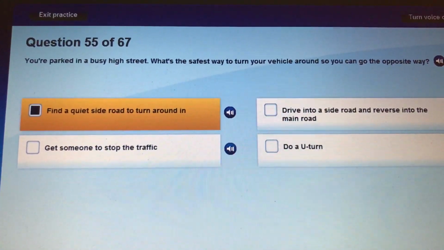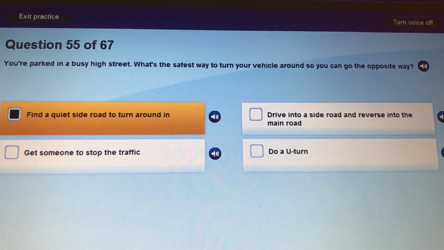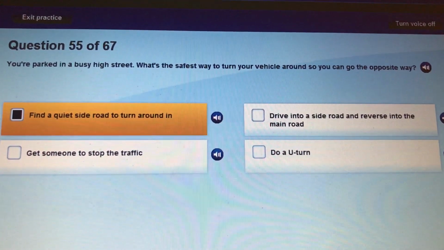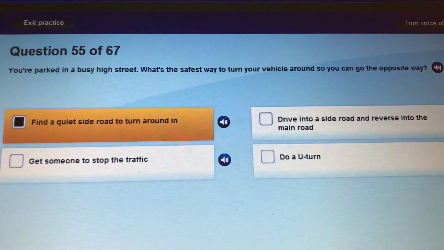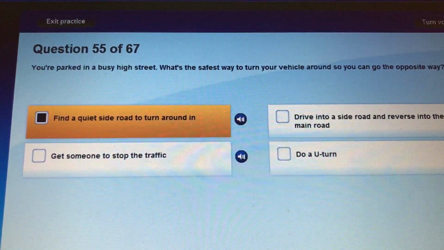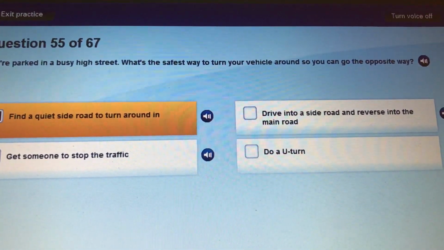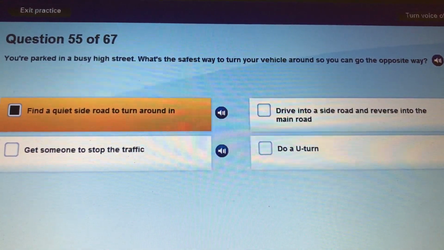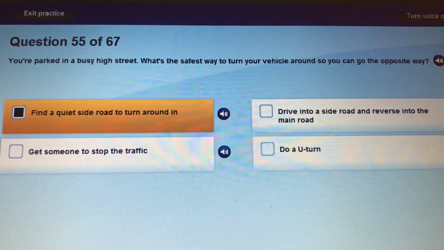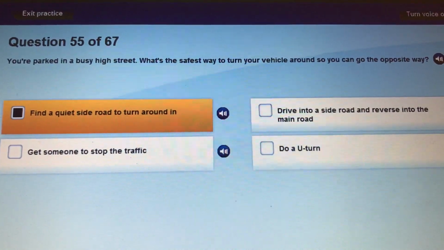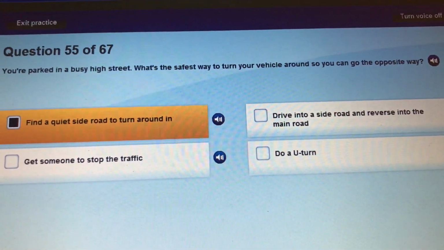You are parked in a busy high street. What's the safest way to turn your vehicle around so you can go the opposite way? In a busy high street, to go to the opposite direction, first of all, find a quiet side road. When you enter a quiet side road, it is easier for you to turn around. Do not make a U-turn on a busy high street. It can be dangerous.